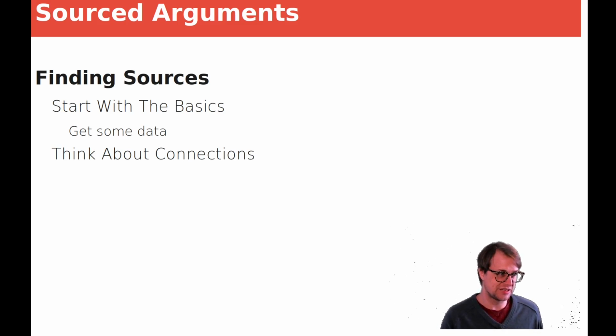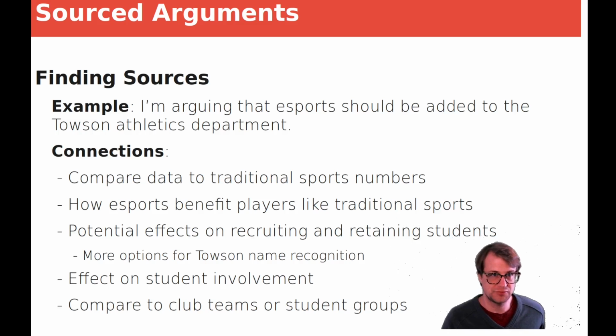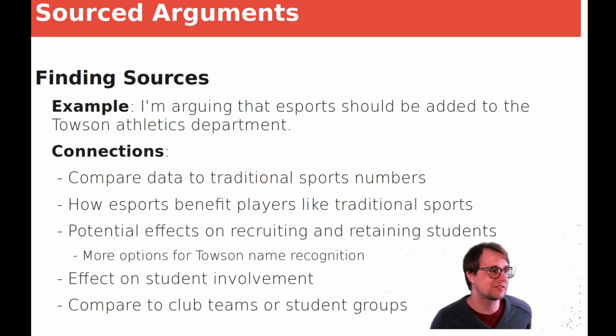After we find our basics, then we're going to think about some connections that we might make. And you can see some of these here. If you can find a similar issue or think about a similar issue, then you might be able to find sources like that. If there are any side effects that would come from solving your problem, you might want to look up some information about that, and maybe figure out what other issues contribute to your problem. So here are some examples of connections that I might make in my argument.